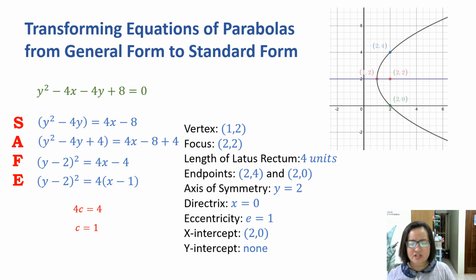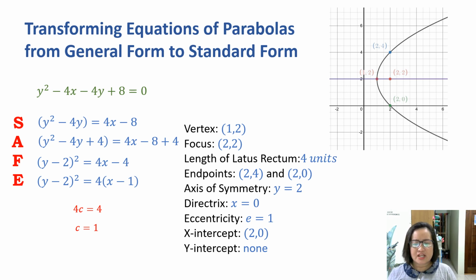Now, to get the other endpoint, we subtract 2 units from the ordinate. So 2 minus 2 equals 0. Hence, the other endpoint of the latus rectum is at 2, 0. Now, to get the equation of the axis of symmetry, we just get the ordinate of the focus. So y equals 2.